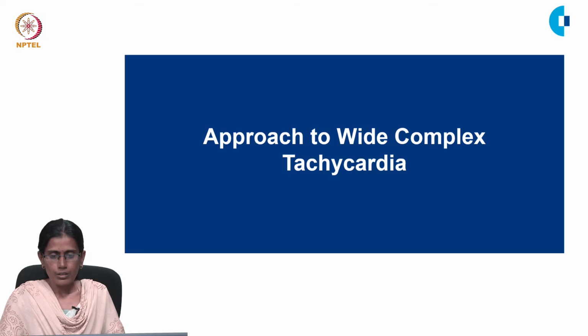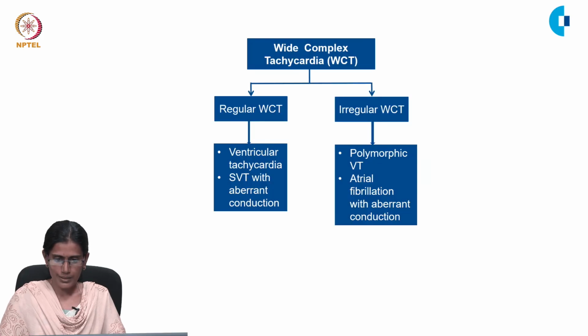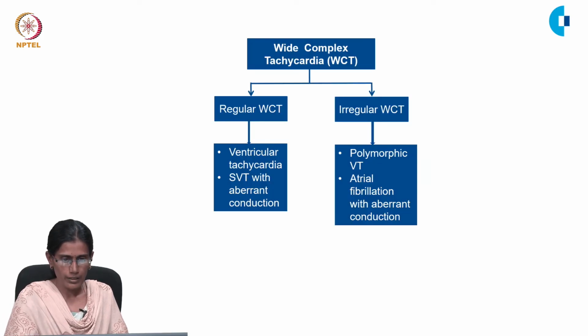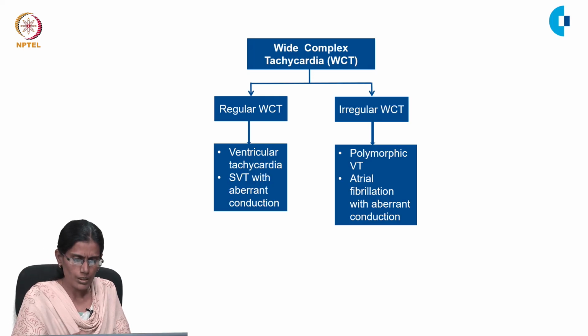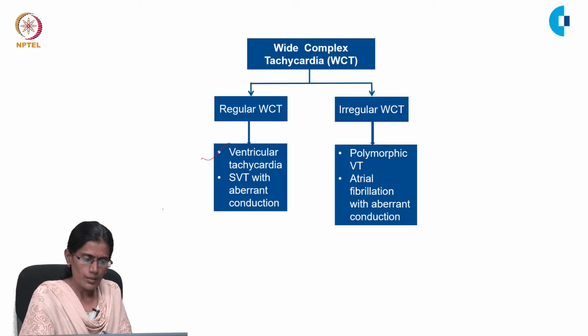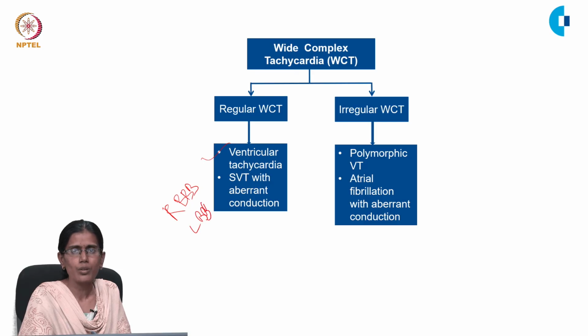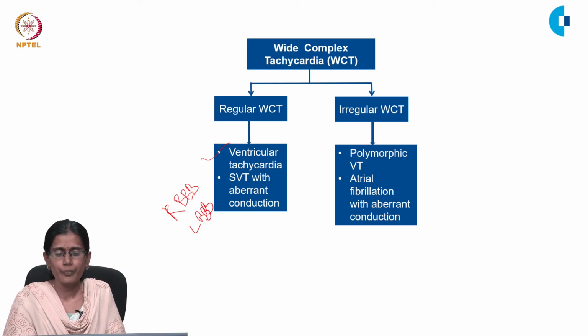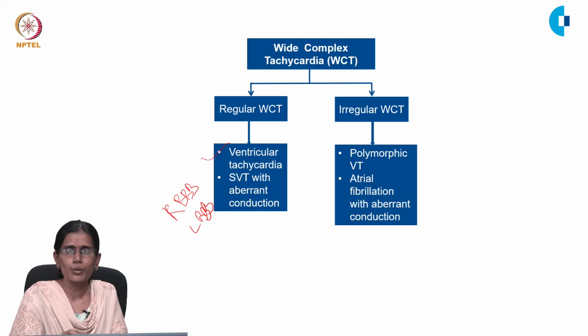Now, we are going to discuss wide complex tachycardia. So what are the causes for wide complex tachycardia? We have already divided the wide complex tachycardia into regular and irregular WCT. So what are the common causes for regular WCT? Ventricular tachycardia, this is the commonest cause, or supraventricular tachyarrhythmia with aberrant conduction. What is the meaning of aberrant conduction? There is either right bundle branch block or left bundle branch block, or there may be an accessory pathway. These are the 2 common causes for regular WCT.